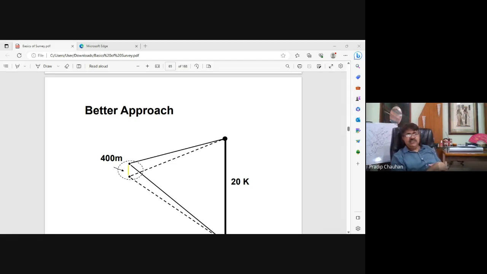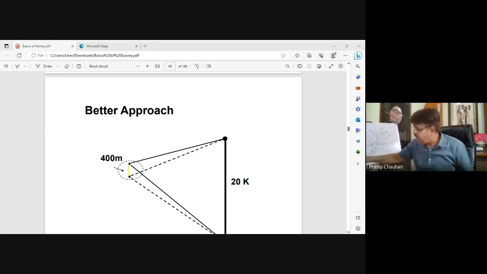But nowadays, using state-of-the-art software like Terrain and others, we get the existing ground profile, and we can also propose on top of that in three-dimensional way, and straight away work out the volume. So working out quantity is much easier, but you should know the basic fundamentals of survey. That is most important.